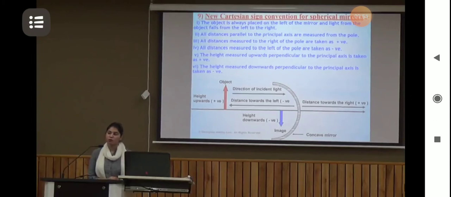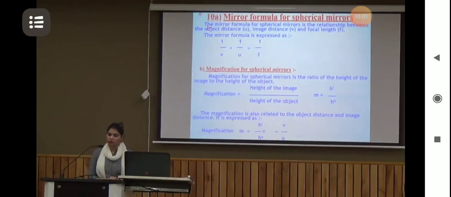Now we will be studying one formula which is known as the mirror formula. This is the mirror formula, which is given by 1/v + 1/u = 1/f. Let's see what all these terms mean. v is the distance of the image from the mirror, u is the distance of the object from the mirror, and f represents the focal length. If you're taking distances on the left side, you will take them as negative. If you're taking distances on the right side, you will take them as positive. These are the sign conventions which you are going to follow when solving the numericals.